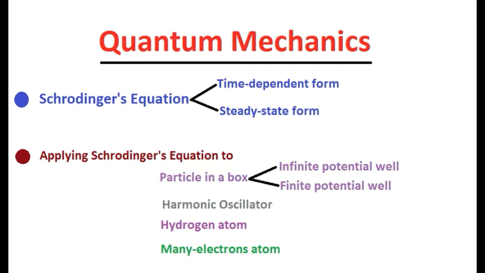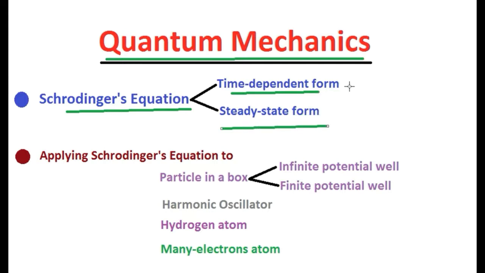Well, let me explain what's on the screen. In this course we are going to learn quantum mechanics. Then we're going to arrive at the Schrodinger equation, both in time dependent form and also in steady state form. The time dependent form is the equation which contains the variable time. In certain situations we don't require such an equation, and the steady state form is the one which we desire for some situations because it doesn't contain the variable time.